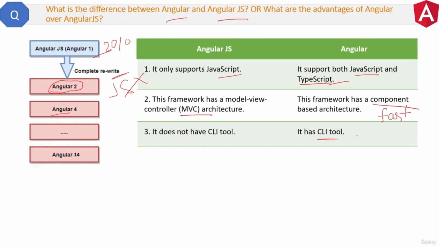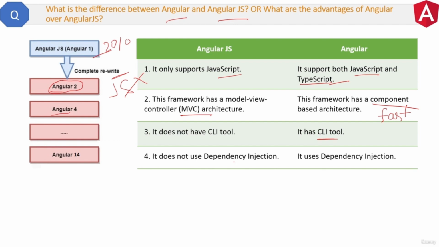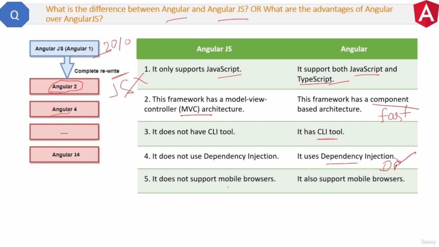The next difference and advantage is AngularJS does not use dependency injection, whereas Angular uses dependency injection, and dependency injection is a very good design pattern and I will cover a separate question on this soon. Then next difference is AngularJS does not support mobile browsers but Angular supports mobile browsers.